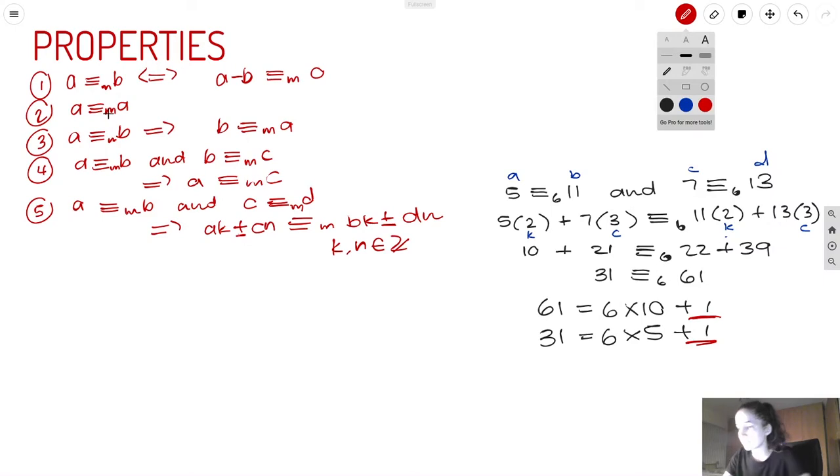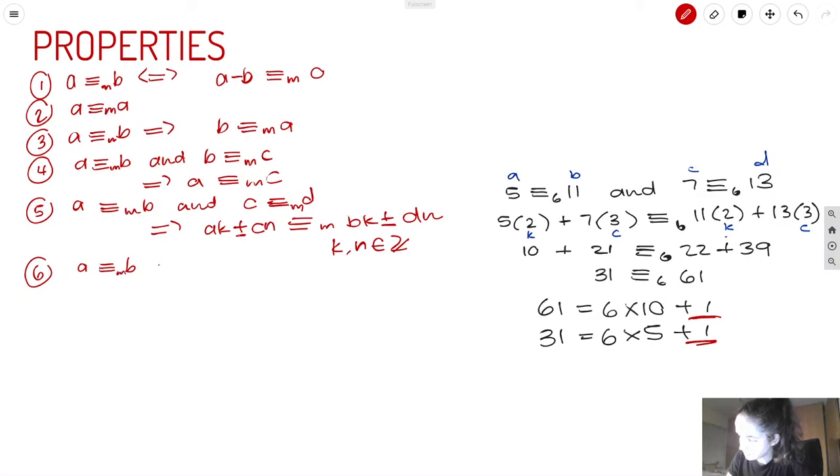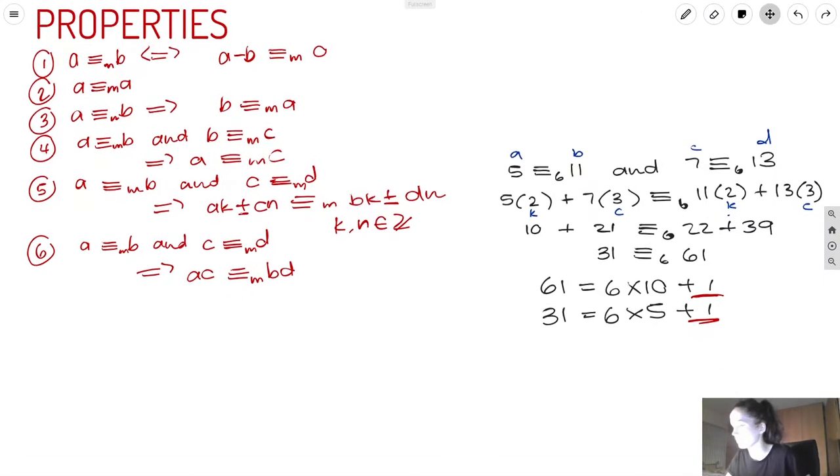Okay, now onto the sixth property. Okay, we have that if A is congruent to B mod M and C is congruent to D mod M, then we will have AC being congruent to BD. So this is kind of similar to that one divisibility rule we had, that divisibility property we had. So you multiply this side by this side, both left-hand sides and both right-hand sides, and this will be true.